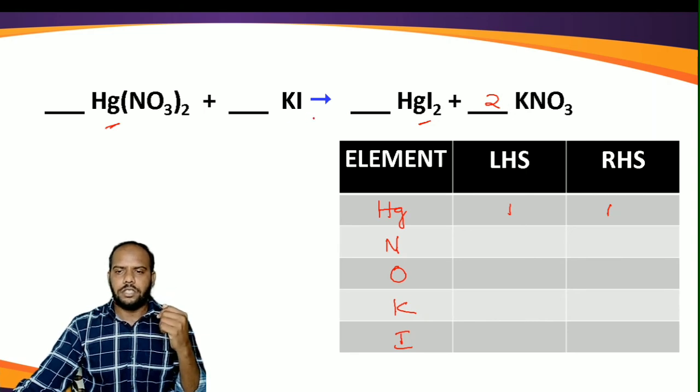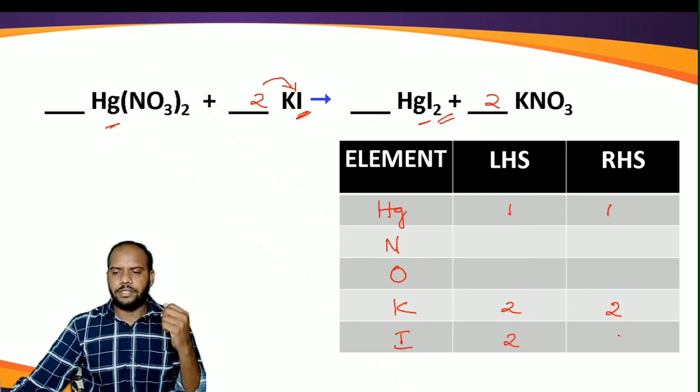Okay, yes. So now we can check potassium. How many potassium here? 2 potassium. Then I wrote here also 2 potassium. So potassium is balanced. 2 potassium, 2 potassium. Got it, children? Yes. Now iodine. How much iodine? 2 iodine. Here how many iodine? 2 iodine. Here also 2 iodine is present. So iodine also balanced.